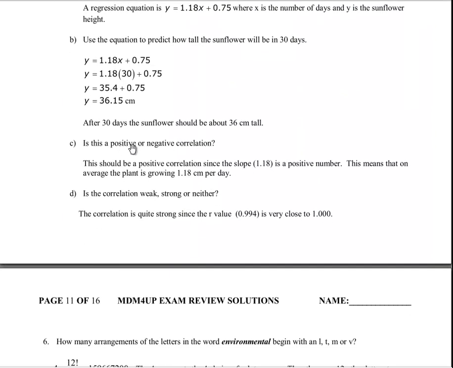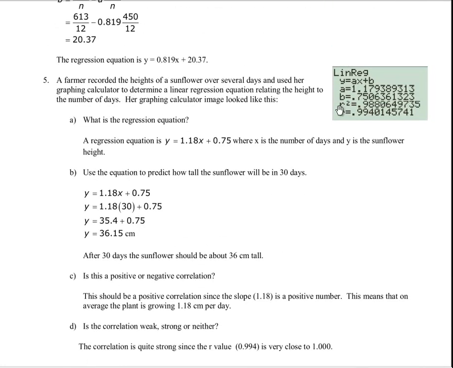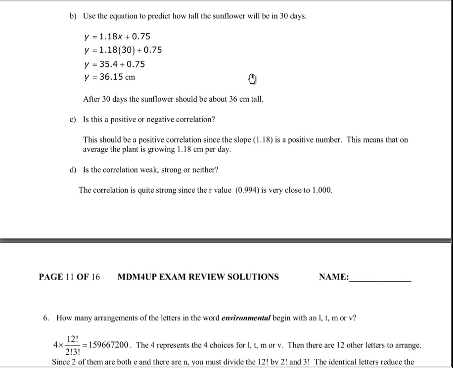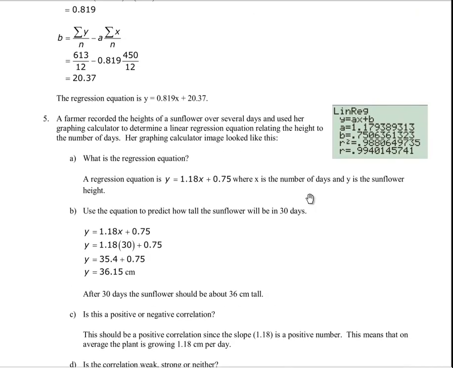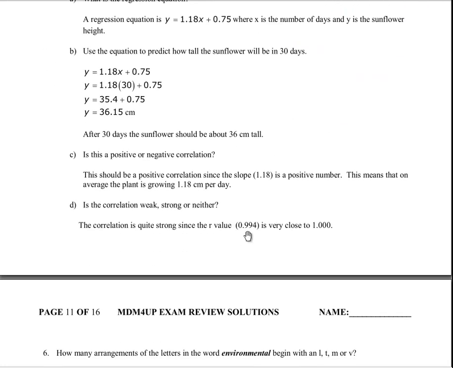And you're asked, is this a positive or negative correlation? Now, this would be a positive correlation because the slope, the 1.18, this value right here, is positive. If it's positive, it's a positive correlation. And you're asked now in D whether it's weak, strong, or neither. Now, if you look at the R value, 0.99, it's pretty close to 1. It's very close to 1. The closer it is to 1, the stronger the correlation. So we would say it's quite strong.